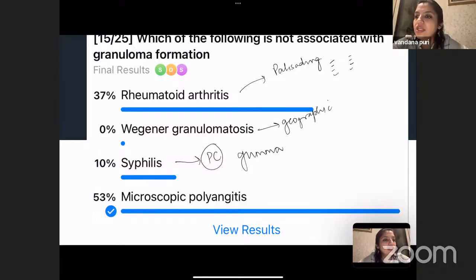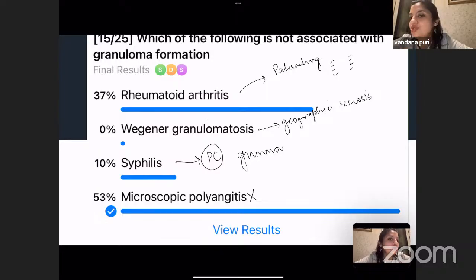So there are large areas of necrosis. Geographical necrosis is seen in Wegener's. Microscopic polyangiitis usually does not show granuloma. It's not a condition of granuloma. So remember, my closest differential of microscopic polyangiitis is hypersensitivity vasculitis, and we have to identify this. Microscopic polyangiitis is a small vessel vasculitis that you should remember. Okay, so we have to remember this important thing.